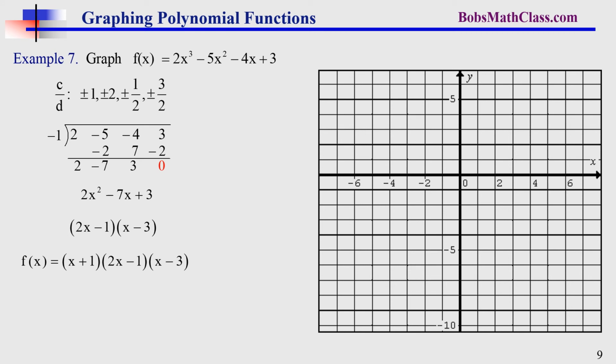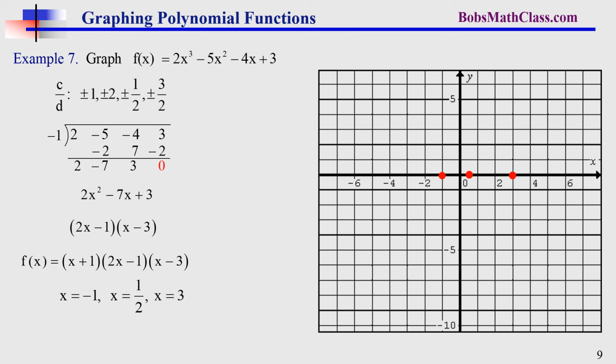So now when we write it in factored form, don't forget we have the 2x minus 1, the x minus 3, and because negative 1 was one of our roots, or one of our zeros, then when you put it in factored form, it's got to be the opposite, x plus 1. All right, so now we have our three zeros, negative 1, 1/2, and 3.